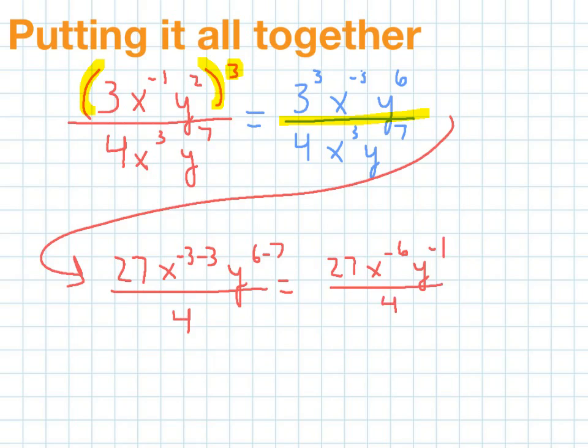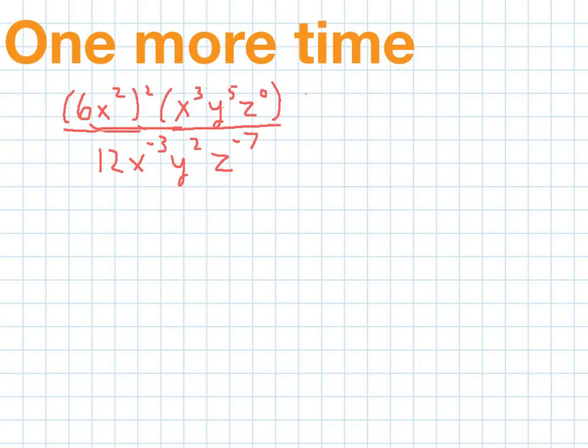Remember that we are not allowed to have negative exponents, so our new rule needs to take care of that. When we're finished, we have 27, oops, not 24, 27 over 4x to the positive 6, y. You could say y to the 1 if it makes you more comfortable, but we know we don't have to do that. One more time. Yes, this looks like a mess, but you can do this, and these are high-level questions on your exam.